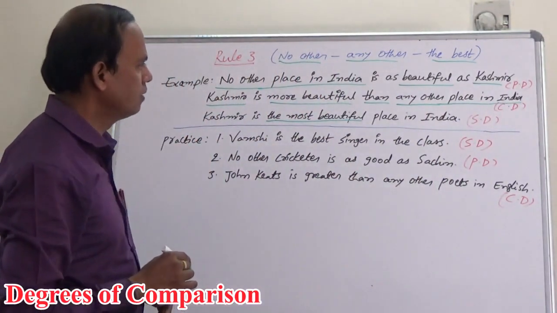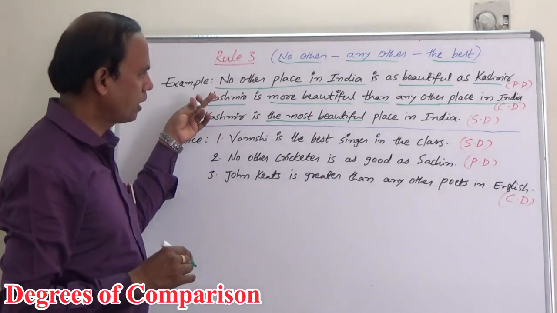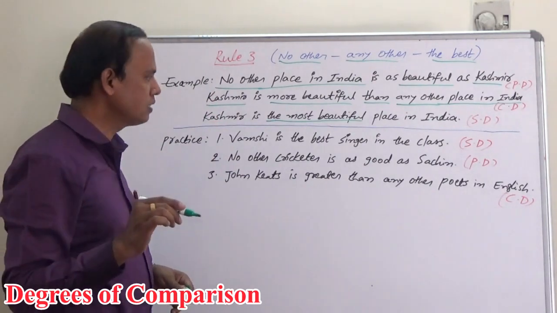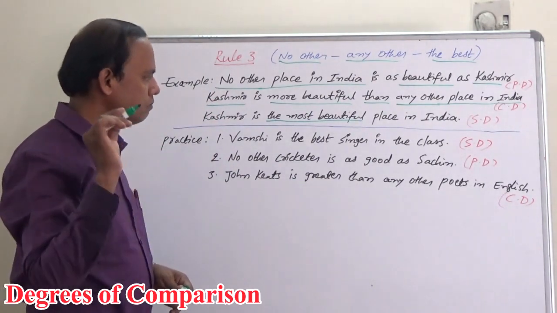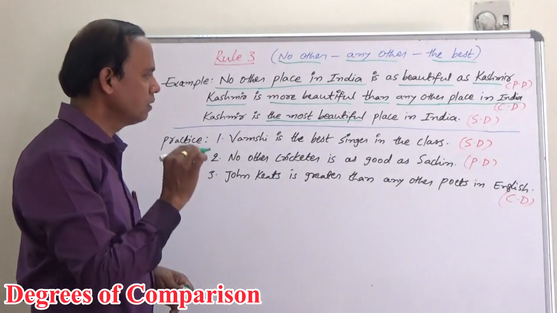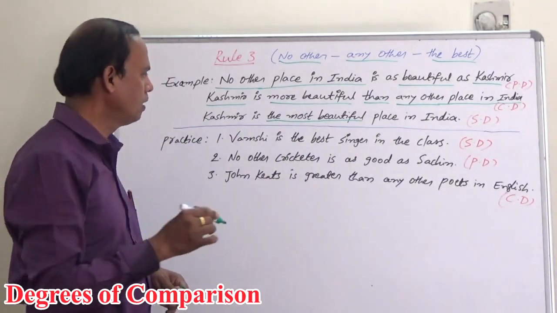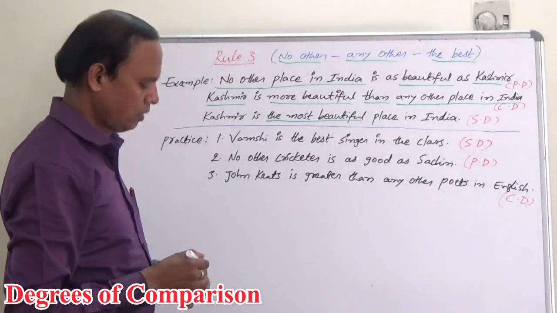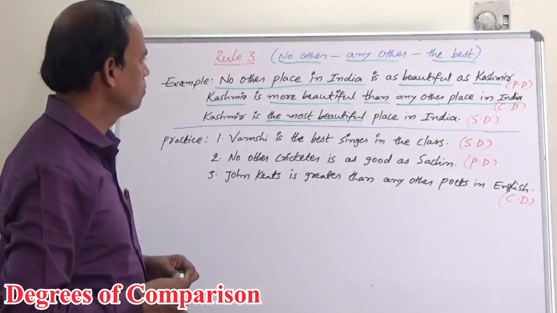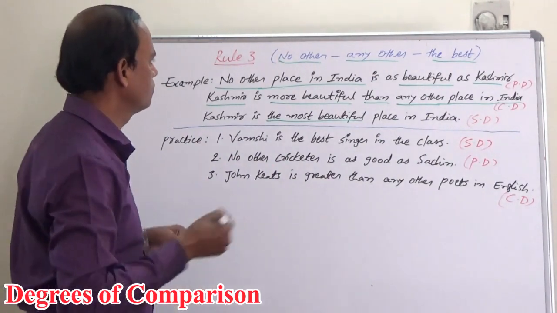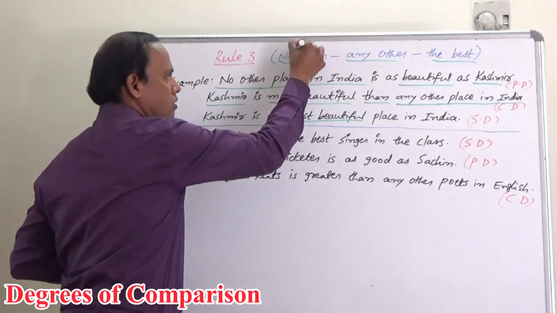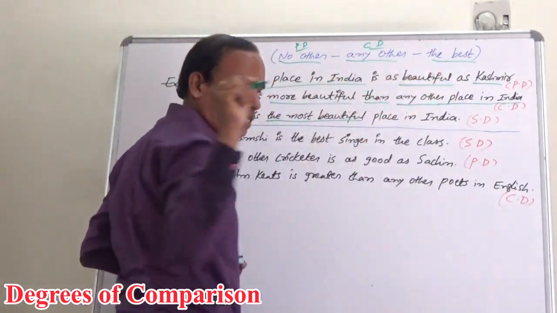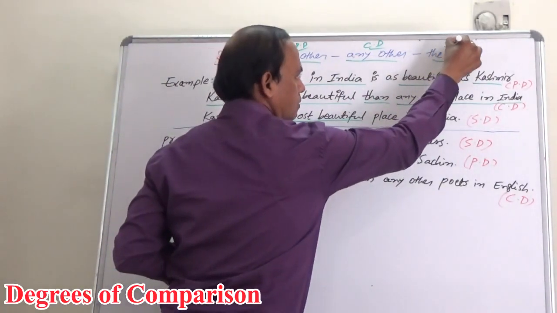Alright, then changing from comparative degree to superlative degree. Kashmir is... what is the superlative form of the word? The most beautiful. Alright, Kashmir is the most beautiful place in India. Okay, dear students, so you have to follow these rules. No other, let's see, positive degree; any other, comparative; the best means superlative. Okay.